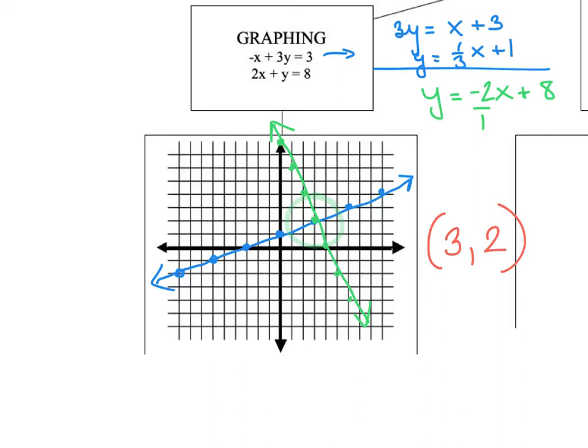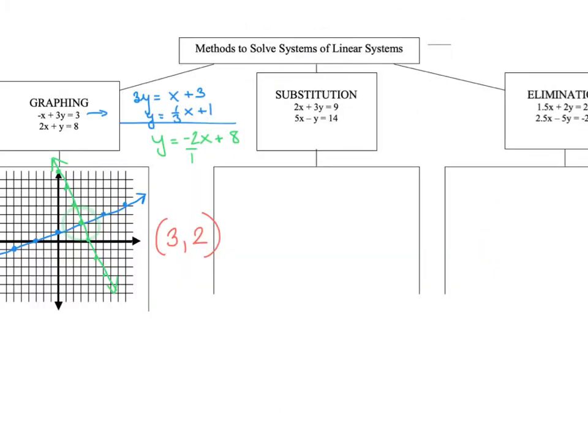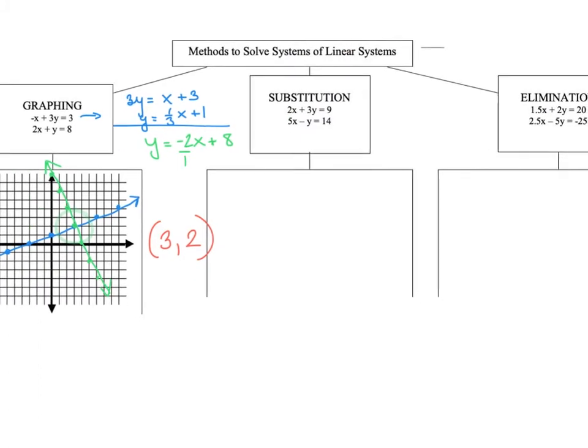Now, one drawback of the graphing method is if you have really large numbers or decimals, or what if the intersection point is not at two integers? What if it's at a third or a fifth? That's really difficult to see on a coordinate plane. Of course, if you have a graphing calculator, that's a great solution, but we have two other more algebraic methods. The second method is substitution.